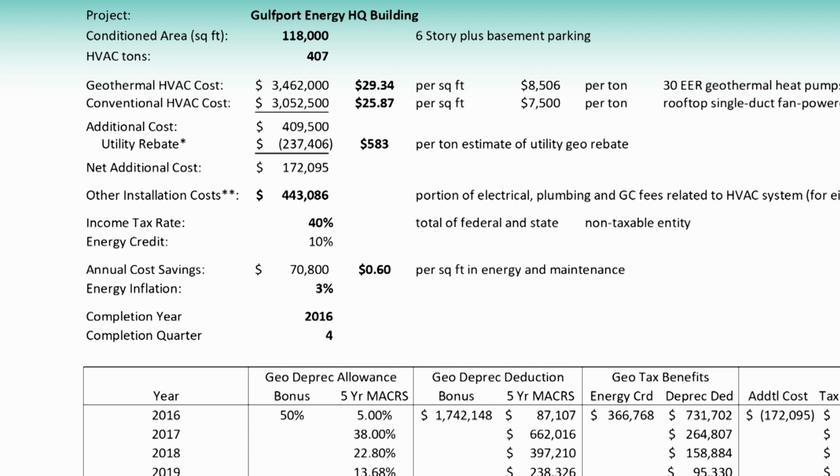They were saving about 60 cents a square foot a year in energy, and maintenance is a good chunk of that. The geothermal systems are very, very low maintenance. Essentially, you change filters twice a year. That's it. That's the most common maintenance activity. And the controls are extremely simple on heat pump systems.